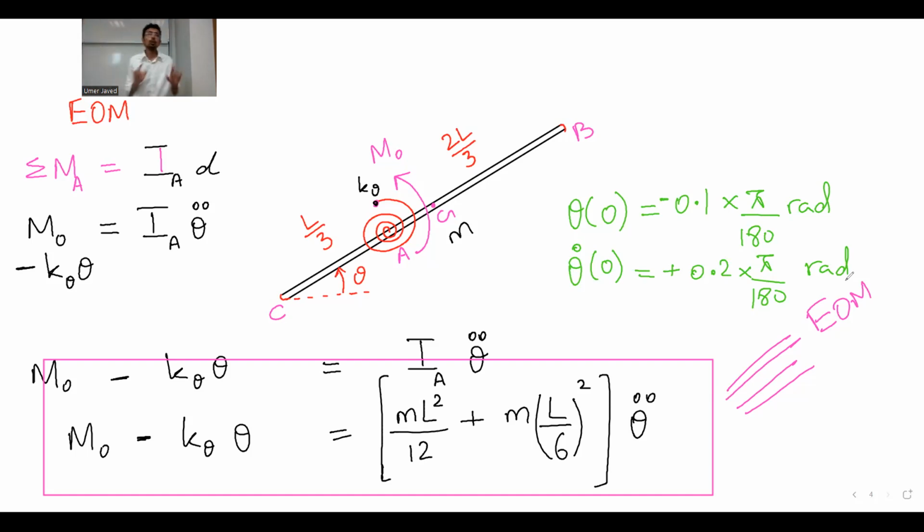Good. You will Google the moment of inertia of a slender rod about the center. Google will tell you ml square by 12. You will put ml square by 12. We are all happy. The problem is I made the problem a little different.